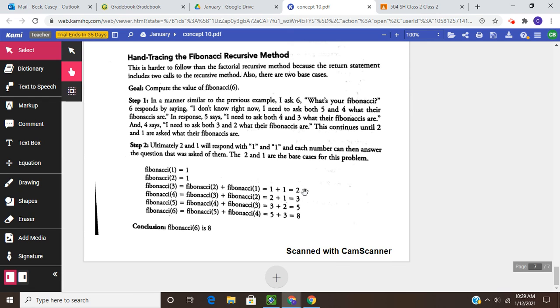So Fibonacci 3 now knows that it's 2. And since Fibonacci 3 knows that it's 2, Fibonacci 4 can put 2 in for Fibonacci 3, and for Fibonacci 2, it can put 1 in, getting 3. So now Fibonacci 4 knows what it is and tells Fibonacci 5, hey, I'm 3, so fill 3 in for me. Fibonacci 3 was 2, so that means Fibonacci 5 must be 5. Then Fibonacci 5 will go tell Fibonacci 6, hey, I was 5. Fibonacci 4 was 3, so 5 plus 3 is 8. And that is how to do a recursive method.